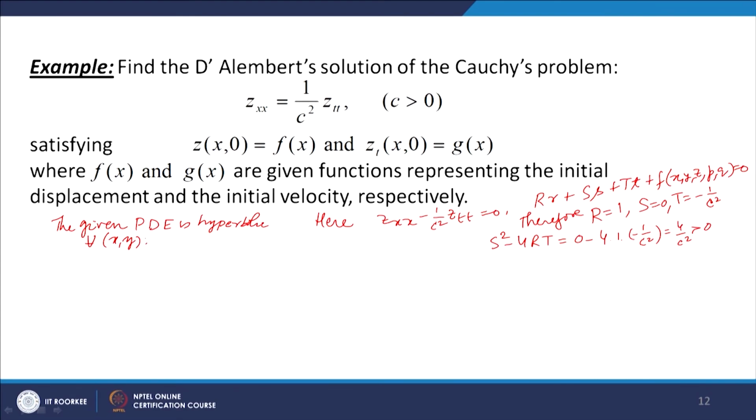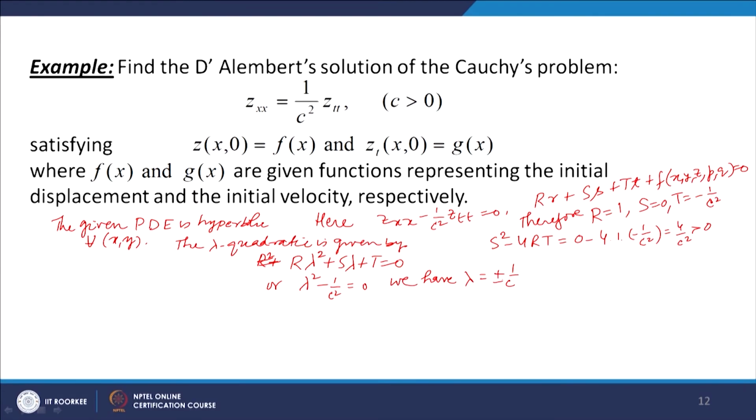And now, let us find its characteristics. So, we have the lambda quadratic is governed by r lambda square plus s lambda plus t equal to 0. Okay. So, r is equal to 1. So, we have lambda square, s is equal to 0 and t is minus 1 by c square. So, we have lambda equal to plus minus 1 by c. Okay. Let lambda 1 be equal to 1 by c and lambda 2 be equal to minus 1 by c. Okay.